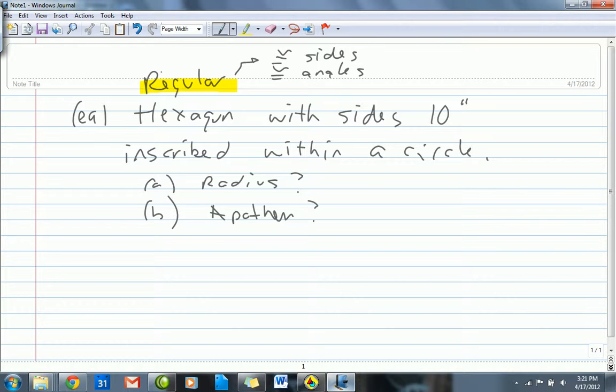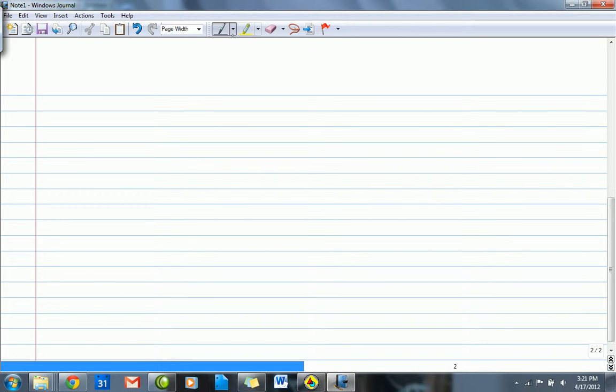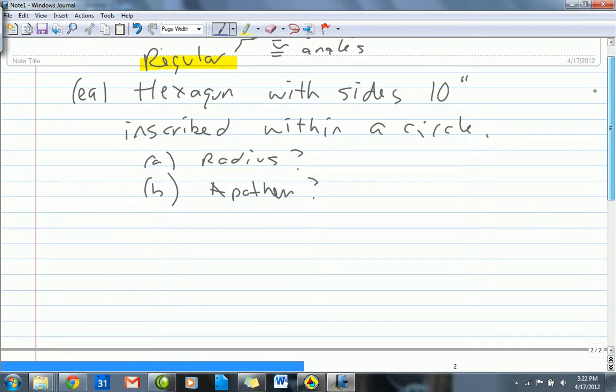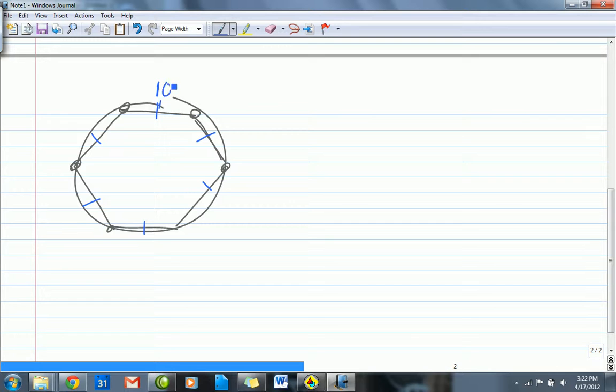Alright, so what we have is a hexagon with sides 10 inches inscribed within a circle. So I'll draw that. First going to draw a circle, and then a hexagon: 1, 2, 3, 4, 5, 6. And just like inscribed angles, inscribed polygons have vertices on a circle. And remember, that's a regular hexagon, which means all these 6 sides are congruent. And not only are they congruent, I believe they're all 10 inches. Okay? So all these sides are 10.